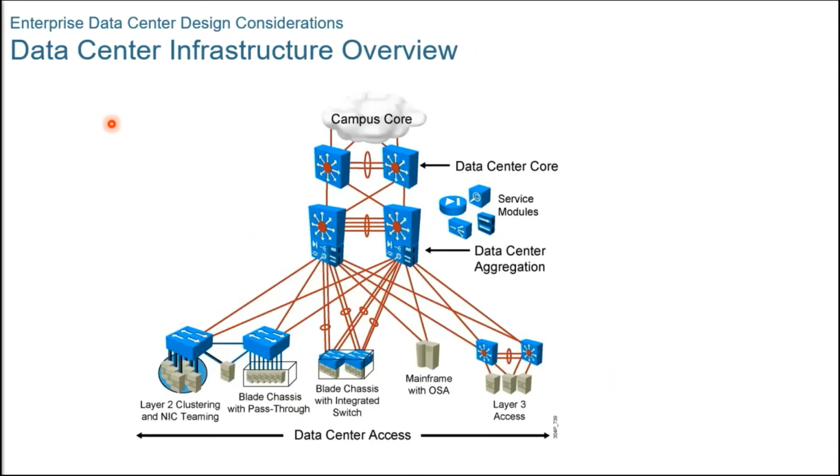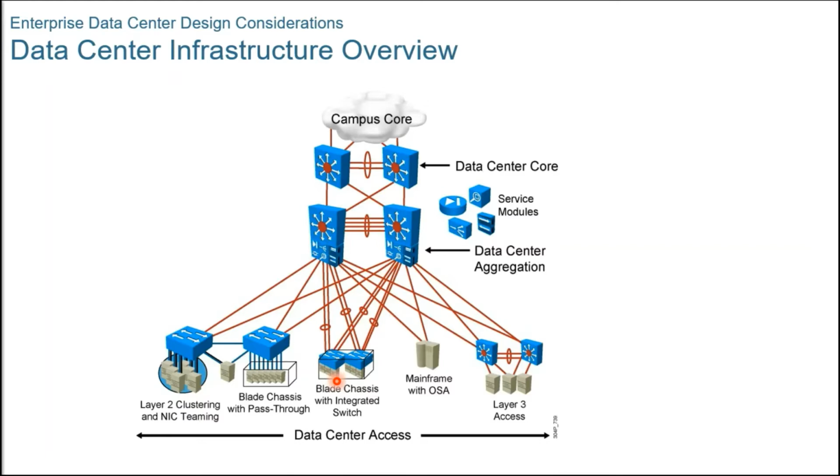Enterprise Data Center Infrastructure Overview. This figure shows a typical large enterprise data center infrastructure design. The design follows the multi-layer infrastructure architecture, including the core, aggregation, and of course, the access layers.